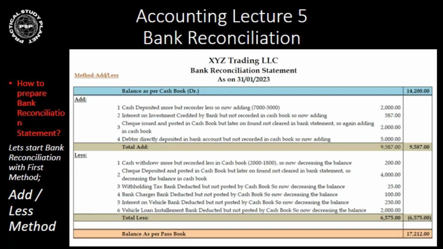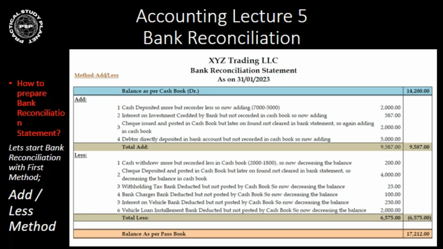What is the first one? The cash deposited more but recorded less, so now adding the difference. Interest on investment credited by the bank but not recorded in the cash book, so now adding, because by adding, the balance of the cash book will increase. So these credits we receive from the bank, so now we are increasing our balance also.